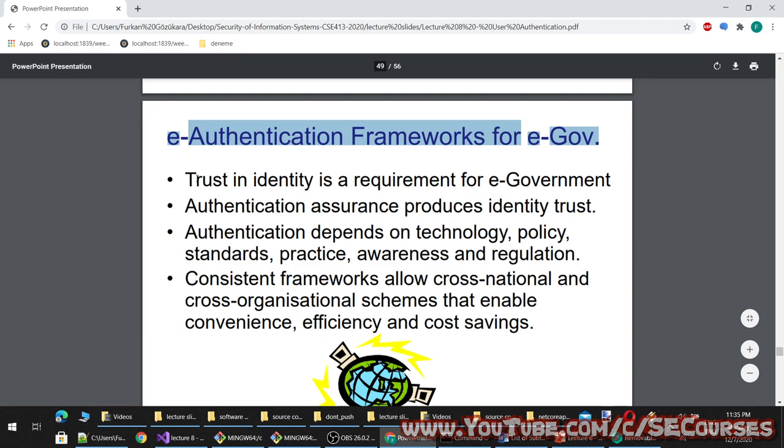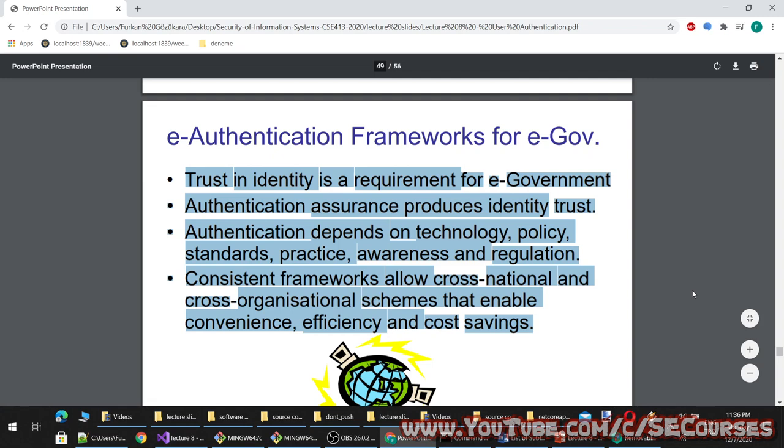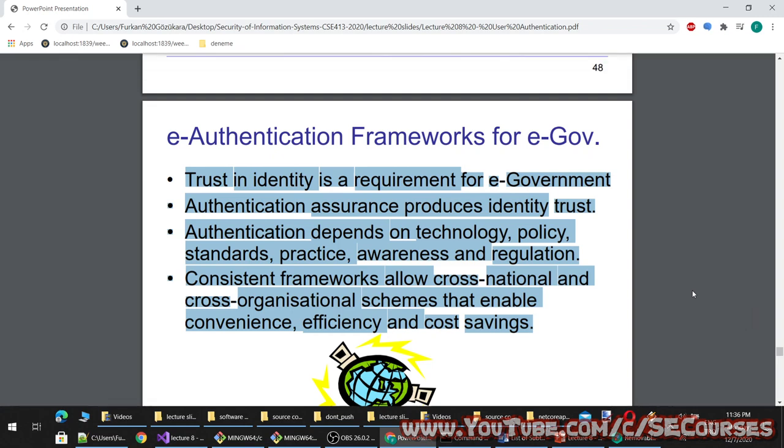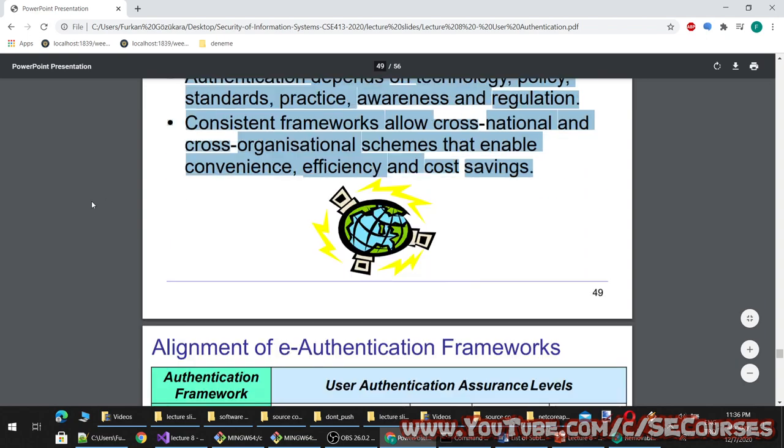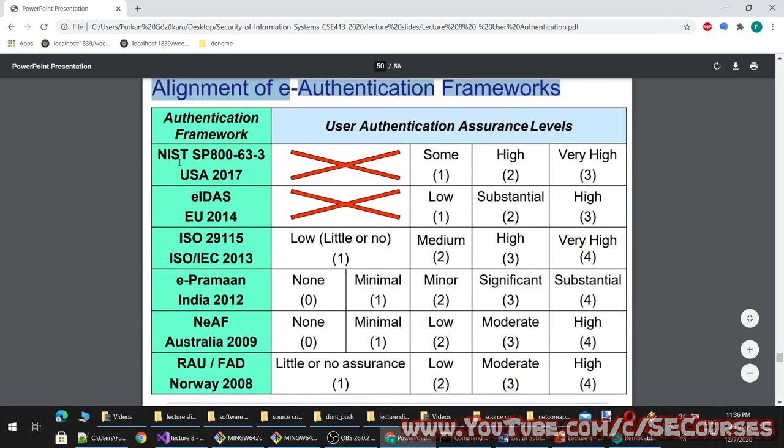E-authentication frameworks for eGov. Trust in identity is a requirement for e-government. Authentication assurance produces identity trust. Authentication depends on technology, policy, standards, practice, awareness, and regulation. Consistent frameworks allow cross-national and cross-organizational schemes that enable convenience, efficiency, and cost savings. Alignment of e-authentication frameworks.